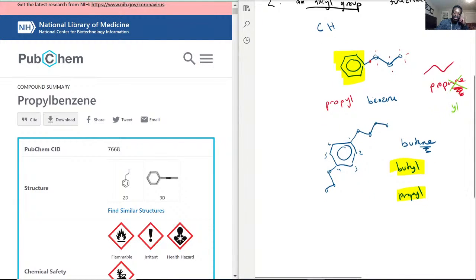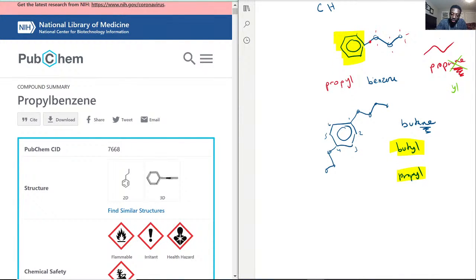And how does it come together? This molecule right here would be called 1. In fact, just make sure you put it in alphabetical order, and B goes before P. So 1-butyl-4-propylbenzene. Let's see if we are correct.